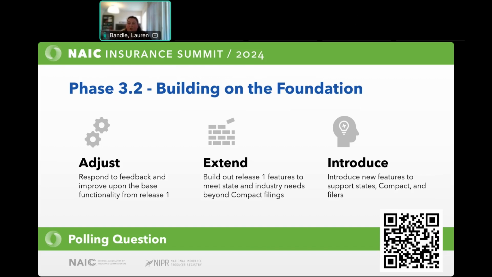Extending out all of those features, so they're not just compact filings, also into the life annuity and credit state filings. Really extending that out into that 3.2 business type, and then we will continue to be introducing new features into the system throughout the project, phase 3.2 and beyond.